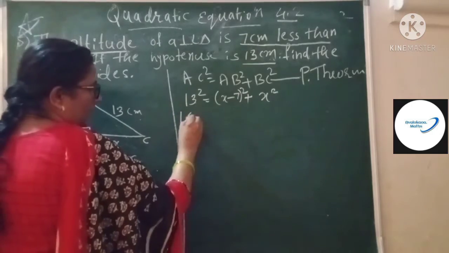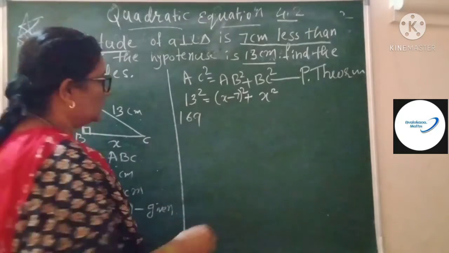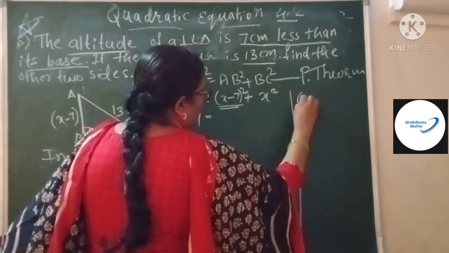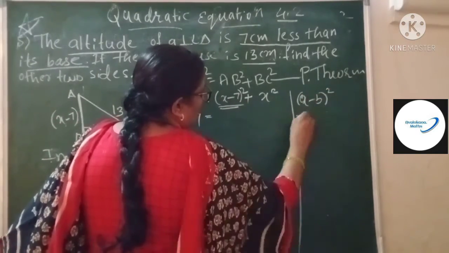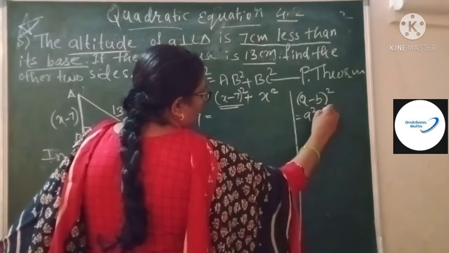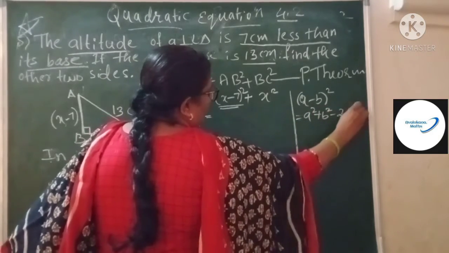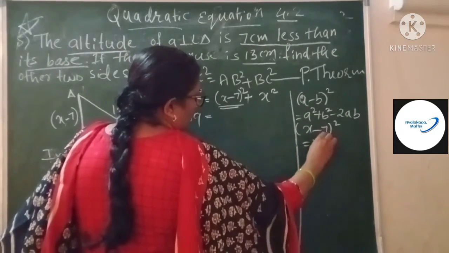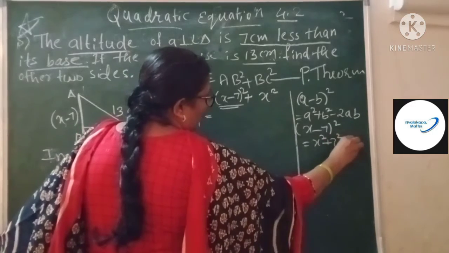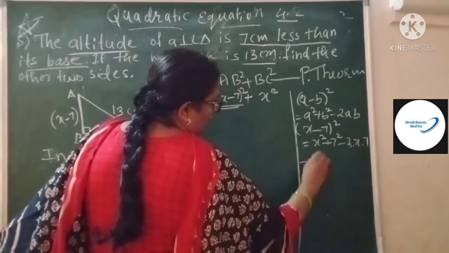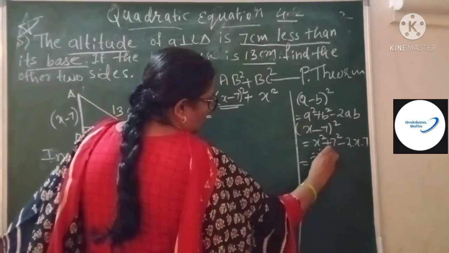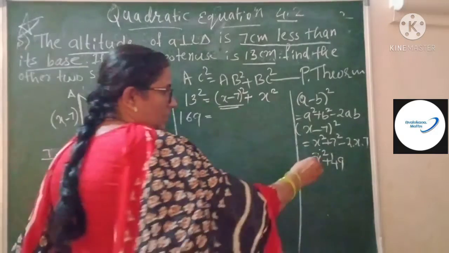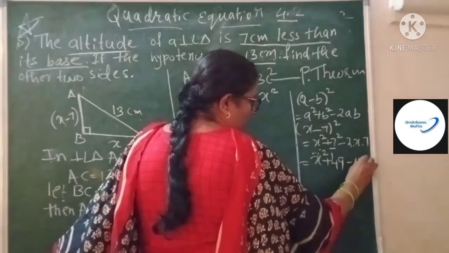13 square is 169. Now you must know these things. This is the (a minus b) whole square formula. Better to write here: (a minus b) whole square is equal to a square plus b square minus 2ab. So your expansion of (x minus 7) whole square is x square plus 7 square minus 2 into x into 7, that is x square plus 49. Don't write in a hurry, remember this one: minus 14x.